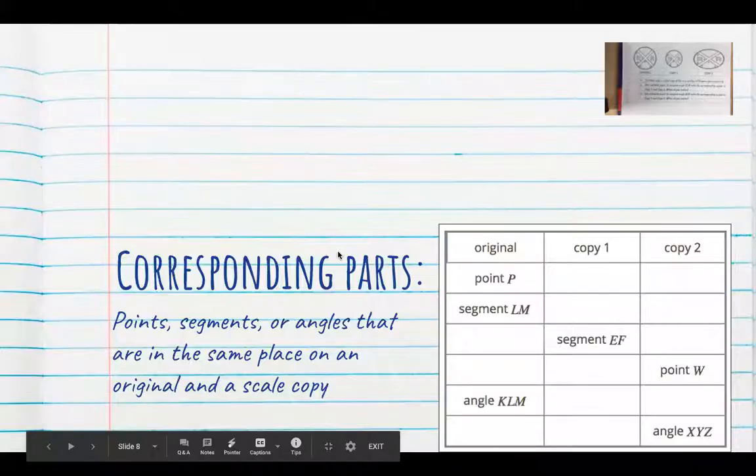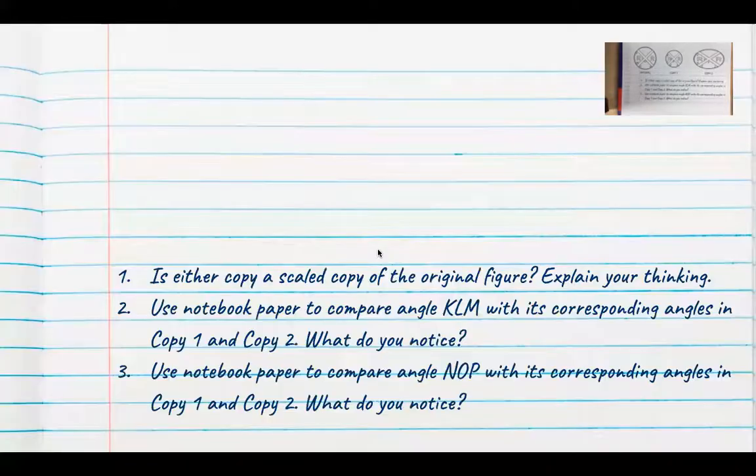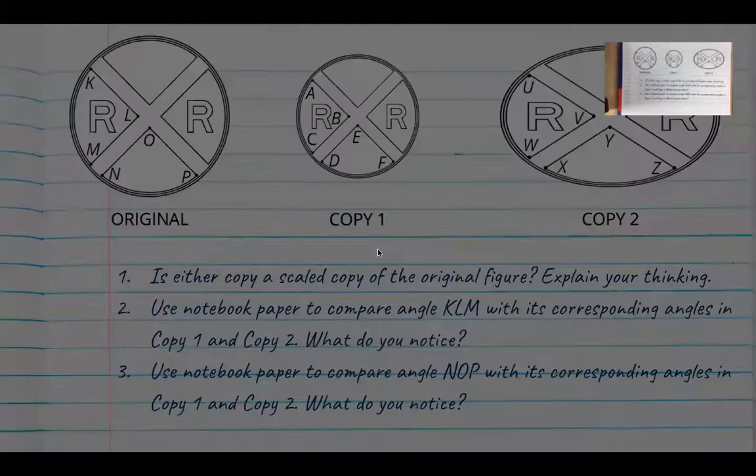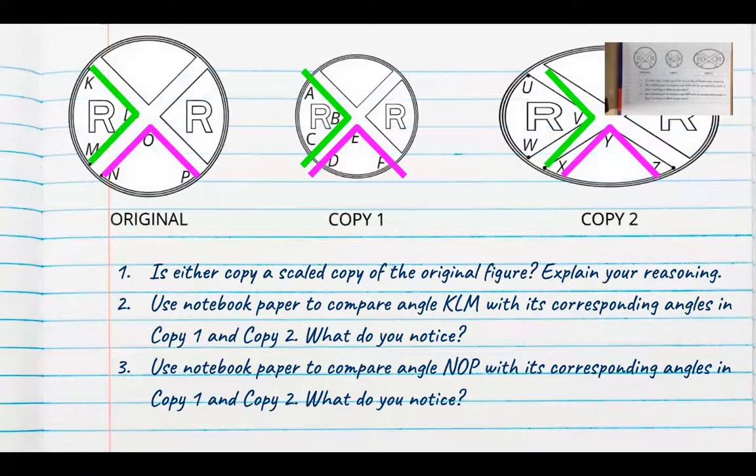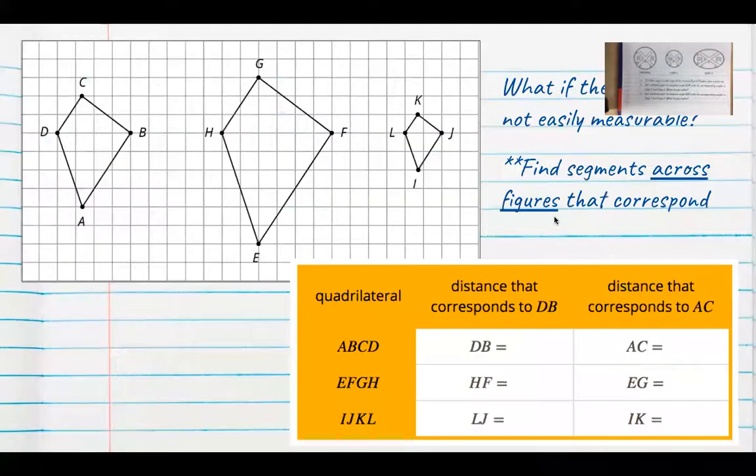Okay, here it is. So that's what I'm trying to show you: if you did the tracing, copy 1 correlates perfectly. Copy 2, it does not, okay?